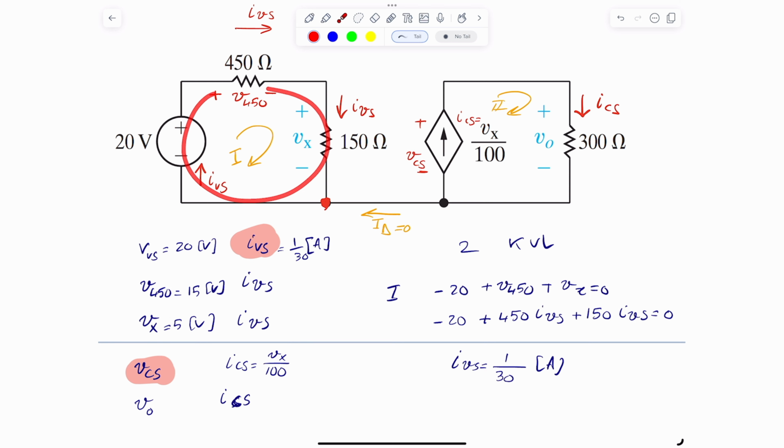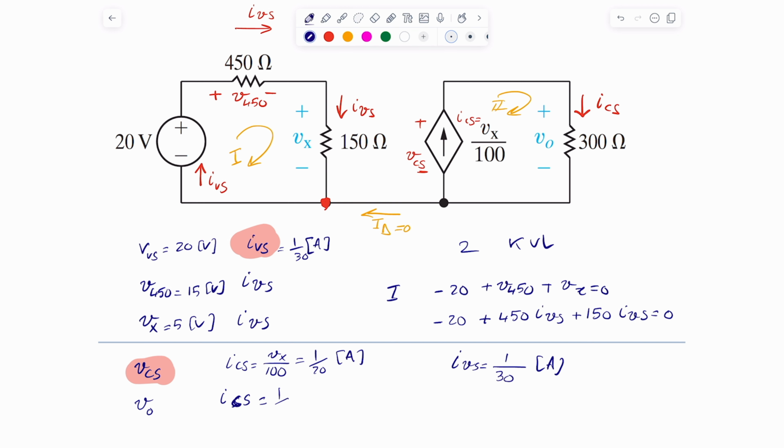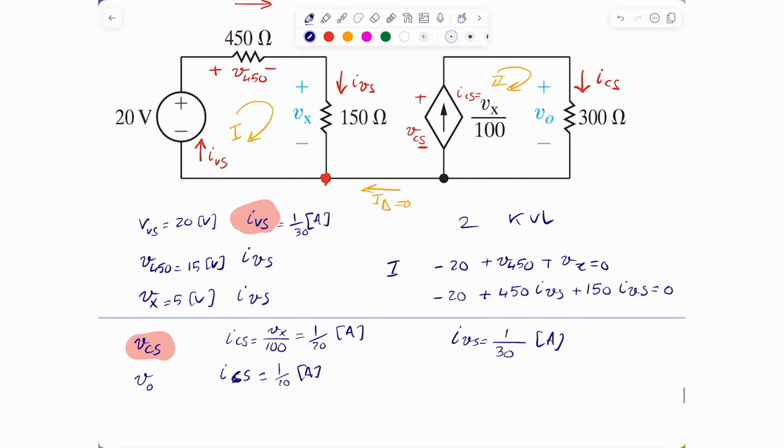So I know everything I need to know about it here. This Vx is 5 volts. That means I can figure out what the current source is. It's simply 5 divided by 100, which is 1 divided by 20 amps. We don't know the V current source here, but we know the current is 1 divided by 20 amps. And of course we can figure out what V out is. V out is simply 300 times that, which is just 15 volts.